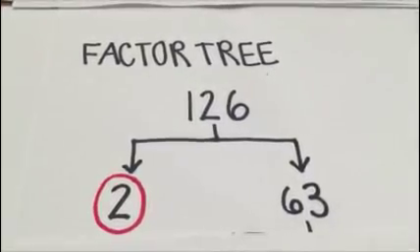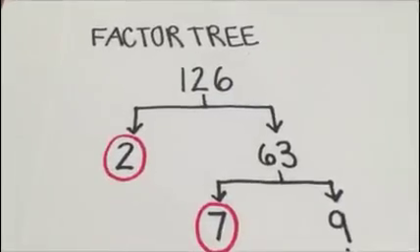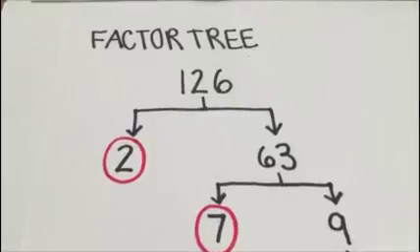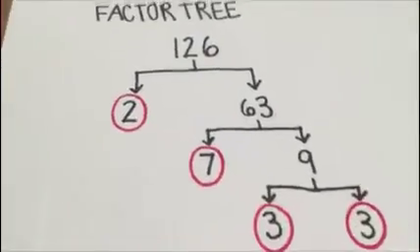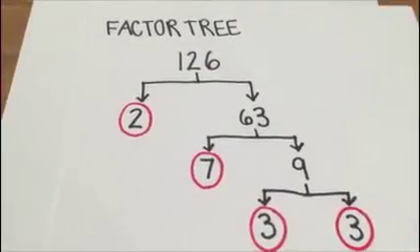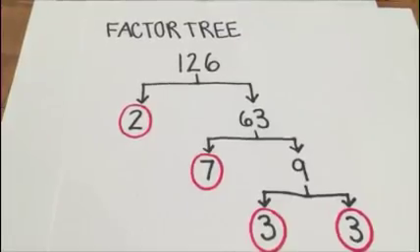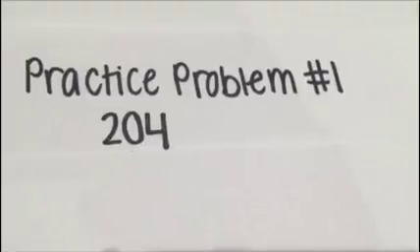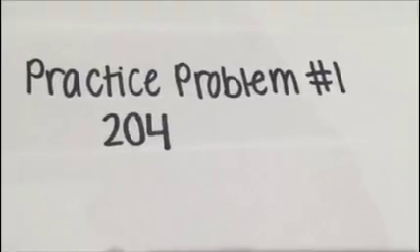63 can be broken down further into 7 and 9. 7 is also a prime number because it is divisible only by 1 and itself. 9 is then factored into 3 and 3, which are both prime numbers. Therefore, the prime factors of 126 are 2, 7, 3, and 3. Now you try finding the prime factors of 204.